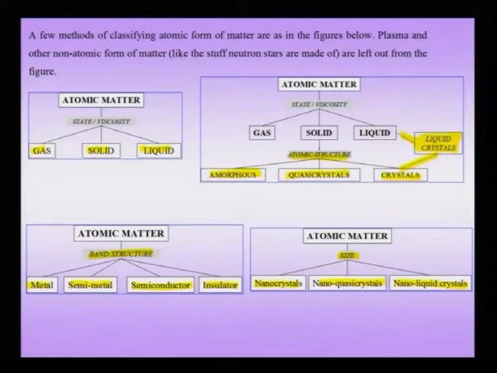talking about finally addressing important questions like what is nano in a nanostructure, or what is nano in a nanomaterial, or what is so important about nano. So, based on state or viscosity, we have the gas, solid, liquid picture. Based on atomic structure, we can have amorphous, crystalline or quasi-crystalline states of matter, and there are intermediate states between the important phases like the crystalline and the liquid states, which can be thought of as the liquid crystalline state.